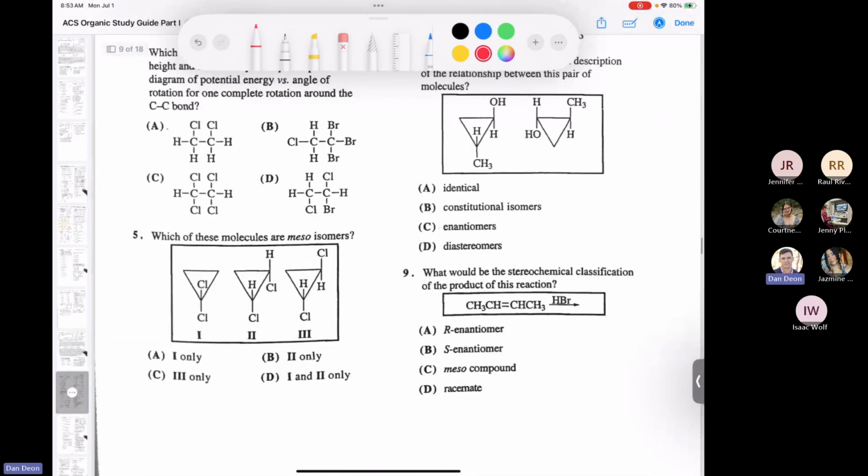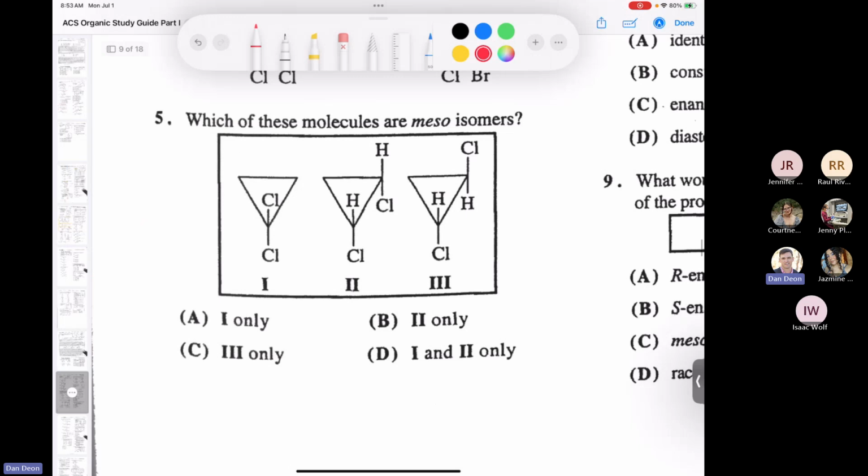Let's take a look at question number 5. It just says, which of these molecules are meso? So we're looking for a meso compound. Can anybody identify any of these compounds as meso? Well, before we do, let's figure out what the definition of meso is. Remember, in meso, we have to have stereocenters, right? Meso compounds usually have 2 stereocenters, but a plane of symmetry.